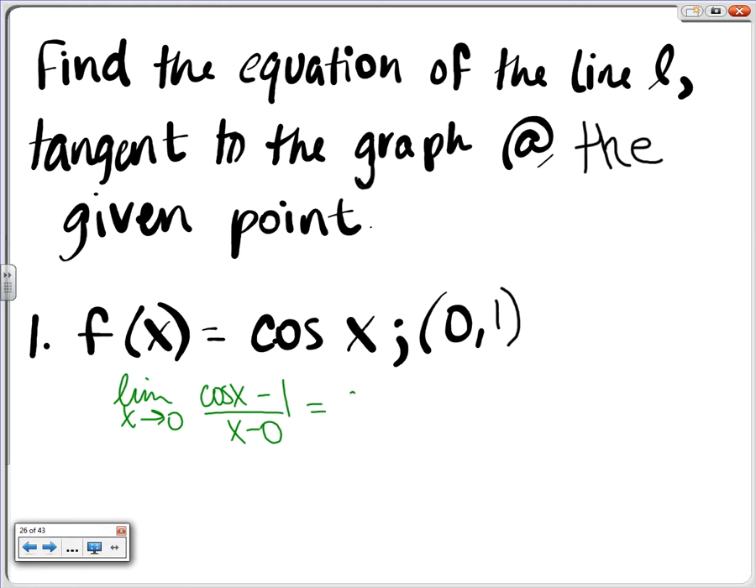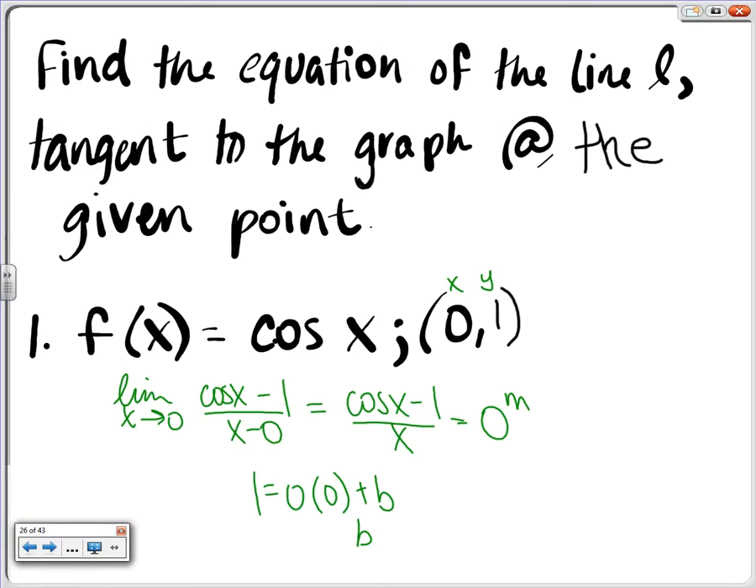Now, of course, I don't need that 0 down here, so I just have that. And you'll notice that that is my identity. This thing is 0, so 0 is my slope. If 0 is my slope, this is my x, this is my y, this is my m. I'm going to plug everything in. y equals mx plus b. Looks like my b is 1. So the equation of this tangent line will be y equals 1. That is a horizontal line. Okay, let's try another one.